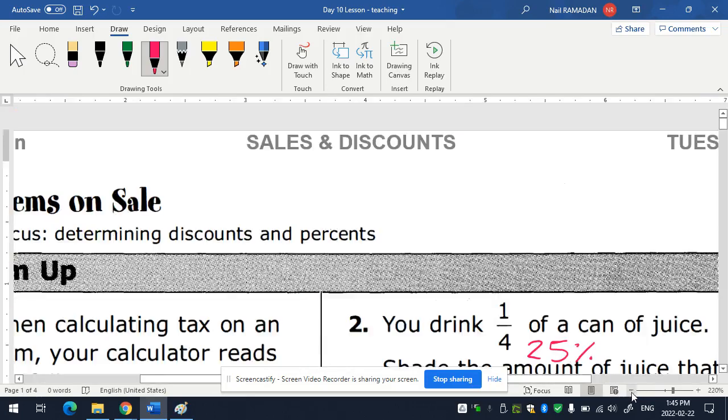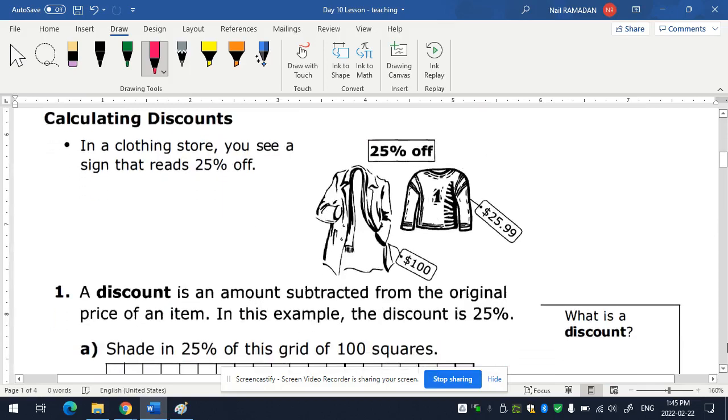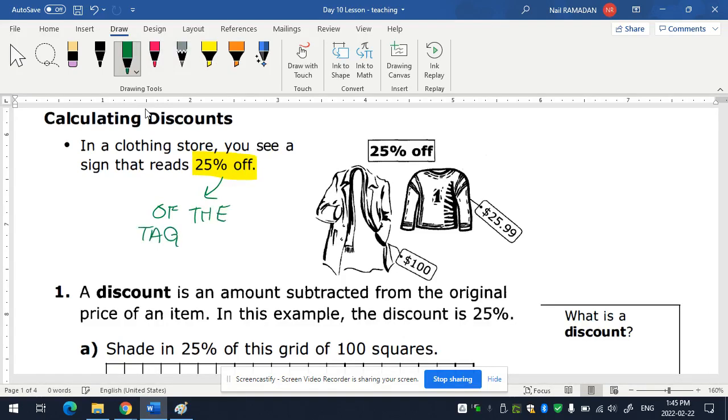Sales and discount. That's why the percentage is important, because most of the time stores give you the sale as a percentage of the original price. So in a clothing store, you see a sign that reads 25% off. So whatever price the tag price is, everyone, whatever tag price. So I want you to write here 25% of the tag price. Tag price could be like the menu price for a drink or the tag. Okay. So 25% off of whatever this is.